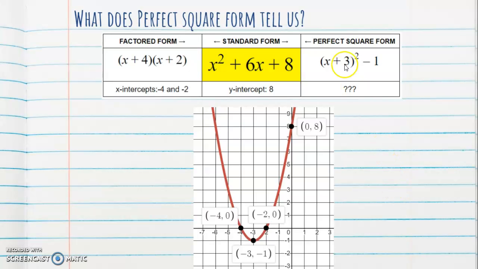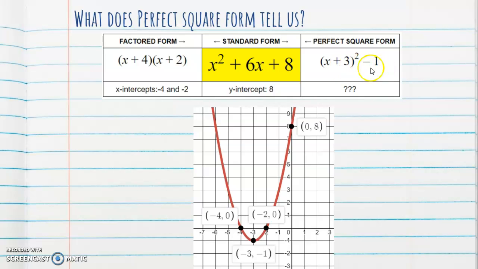So if we look back here, our h value, that's the 3. The k value is -1. But you'll see here, it's not at 3, it's actually at -3. Just like our x-intercept is not actually at 4, it's at -4. It's not at 2, it's at -2. And so in perfect square form or vertex form, the h value is not 3, it's at -3.